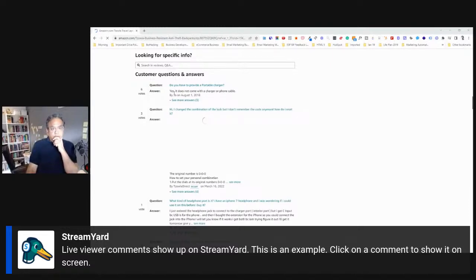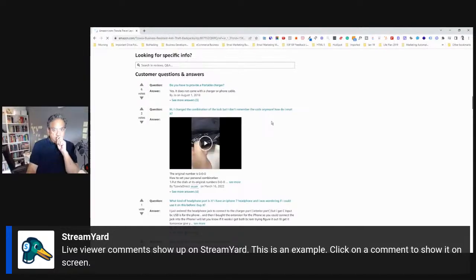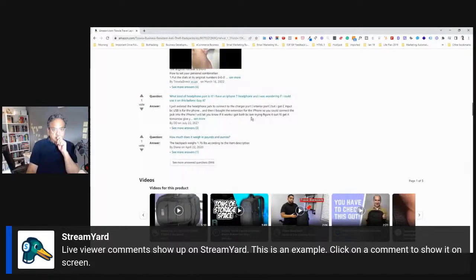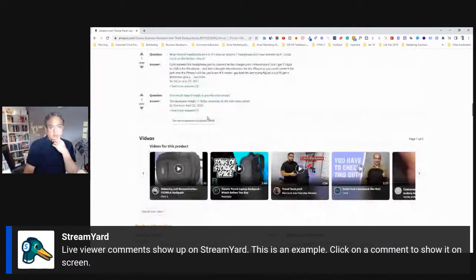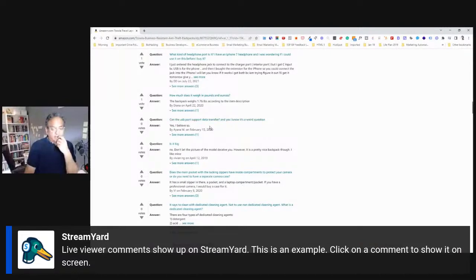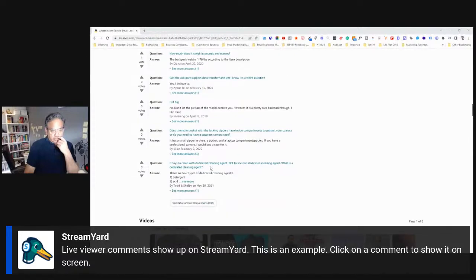Do you have to provide a portable charger? Yes, it does not come with a charger or a phone cable. But then how do I reset it? What kind of headphone port is it? These are the kinds of questions people are asking. Let's keep looking at them. How much does it weigh? Can the USB port support data transfer? Interesting. Is it big? Main pocket with locking? Is it clean with a dedicated cleaning agent?